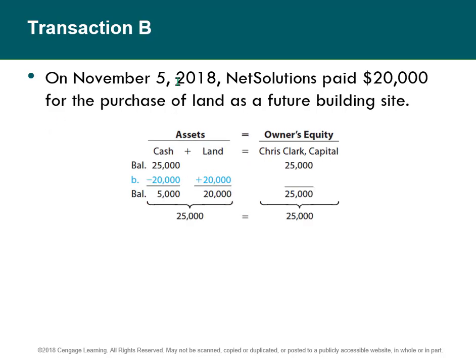November 5th, the company paid $20,000 for the purchase of land. So $20,000 comes out of cash, and $20,000 goes into land. My total assets are still $25,000. My equity is still $25,000, and the equation's in balance.